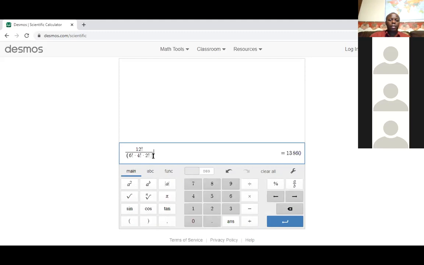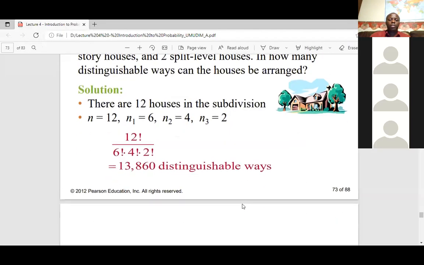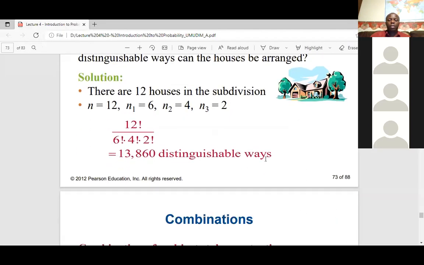And then you can close the parentheses here. 13,860 ways. 13,860 ways. Questions?